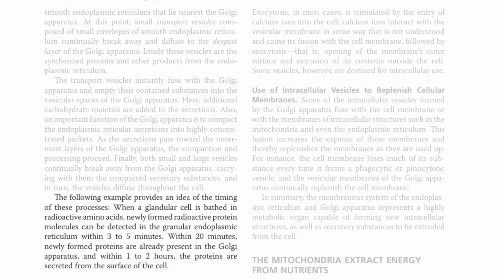The following example provides an idea of the timing of these processes. When a glandular cell is bathed in radioactive amino acids, newly formed radioactive protein molecules can be detected in the granular endoplasmic reticulum within 3 to 5 minutes. Within 20 minutes, newly formed proteins are already present in the Golgi apparatus, and within 1 to 2 hours, the proteins are secreted from the surface of the cell.